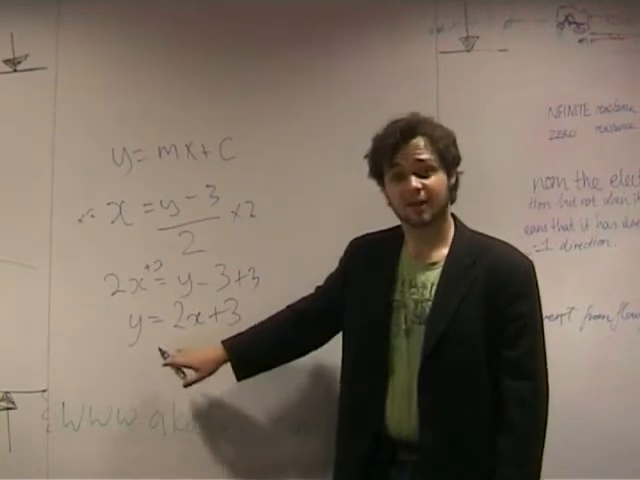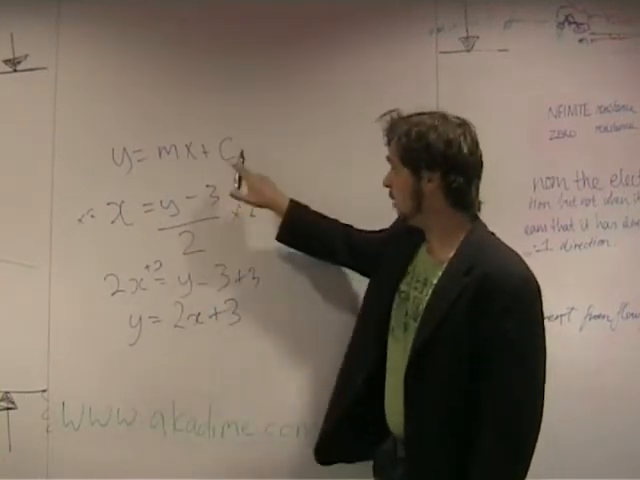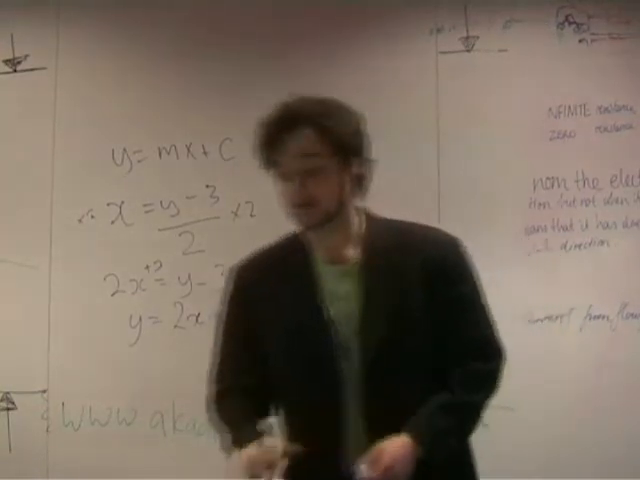And then you can see that this is in the original form. We can say that the gradient of this graph is 2, and the y-intercept of this graph is this number here, and it's 3. Okay, we'll do another one.